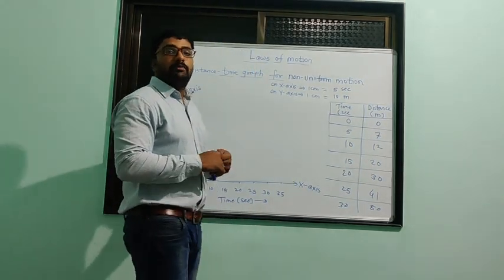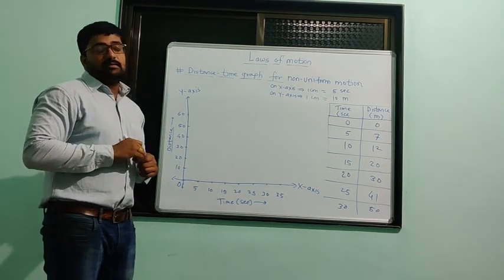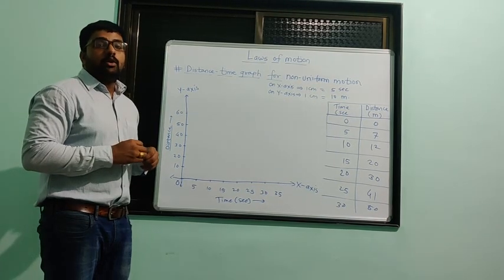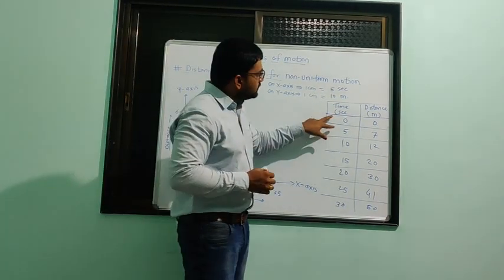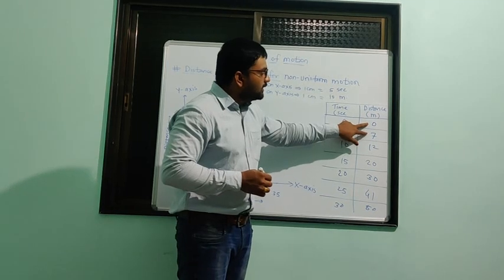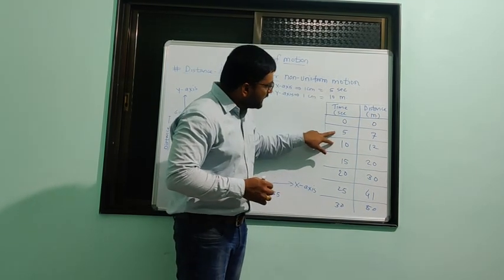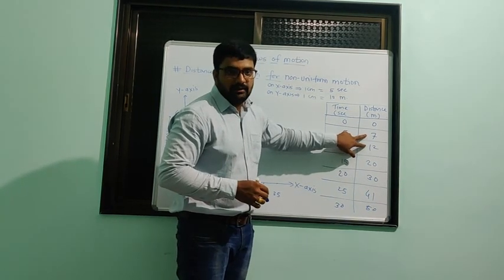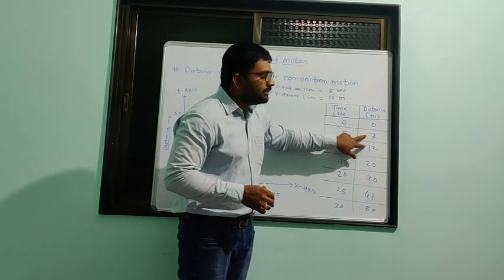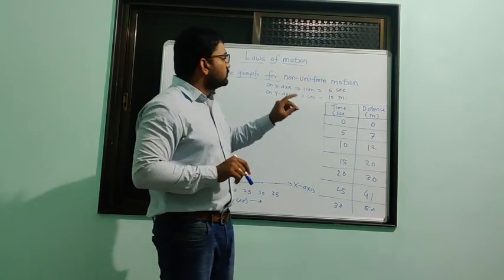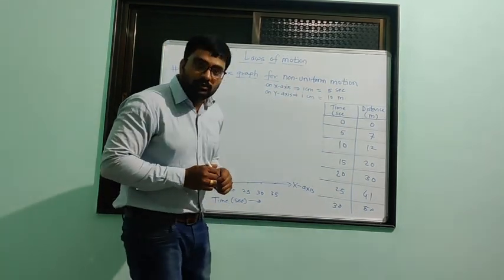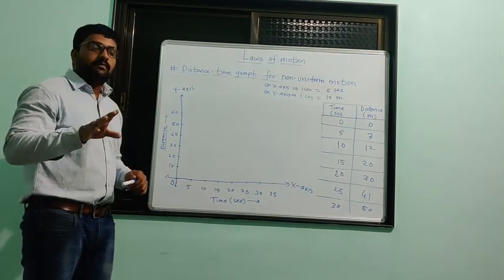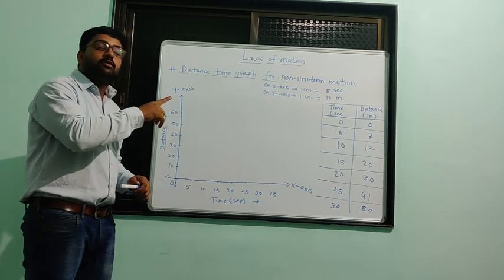If an object covers unequal distances in equal intervals of time, then such a motion is called non-uniform motion. In the first 5 seconds 7 meters distance is covered, then in the next 5 seconds only 5 meters distance is covered. So these distances are not equal, so this is non-uniform motion. Now in the same way we have to draw a graph like we drew for uniform motion.